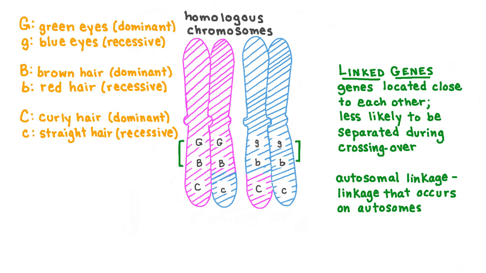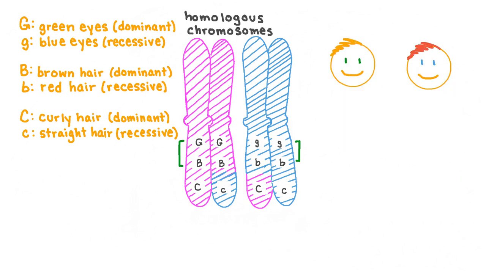Since genes G and B are located more closely together than, for example, genes G and C, G and B are less likely to be separated during a crossing over event. And in fact, in our example, you can see that they weren't. In this case, only gene C was separated from the other 2. Since G and B are more closely linked, that means that in this case, we would be more likely to see offspring with green eyes and brown hair, or blue eyes and red hair, and less likely to see offspring with green eyes and red hair or blue eyes and brown hair.